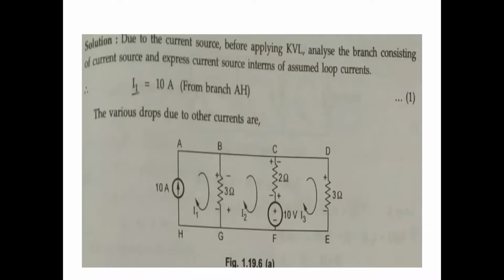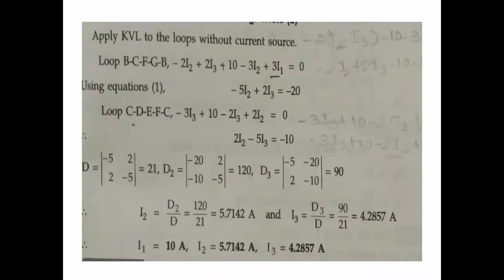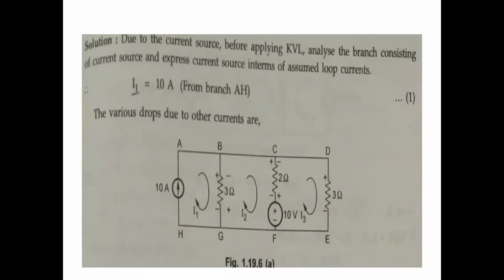After simplification, minus 5I2 plus 2I3 equal to minus 20. The second loop, CDEFC, start with C, end with C. Okay, minus 3I3, next plus 10 minus 2I3 plus 2I2 equal to 0. After simplification, 2I2 minus 5I3 equal to minus 10.